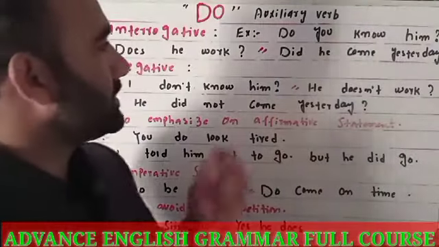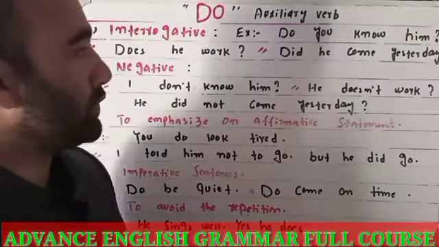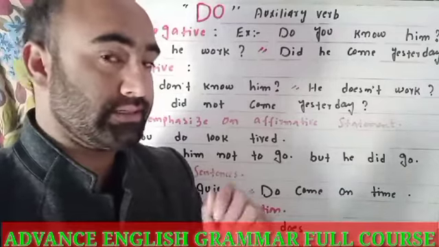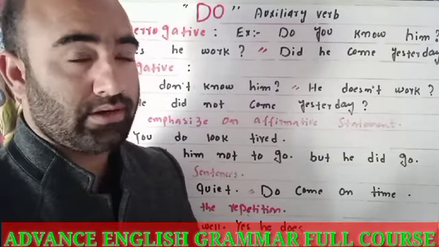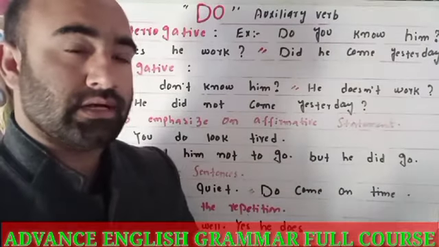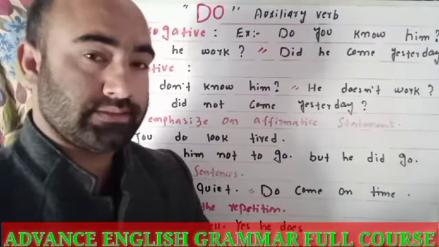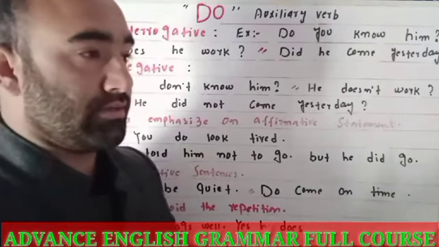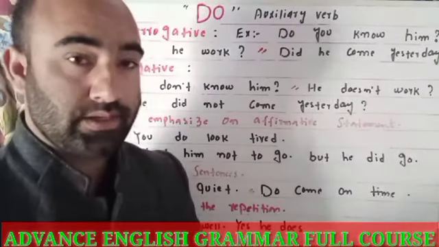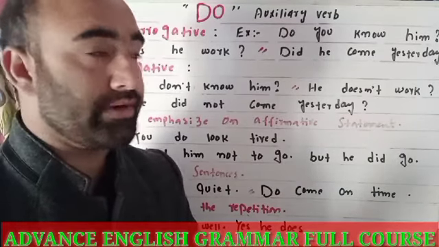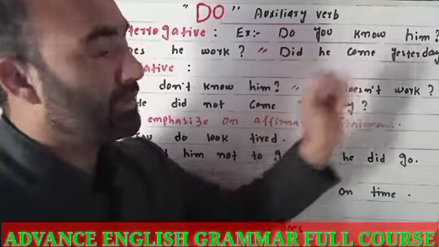The first use of the auxiliary verb do, we use it in interrogative sentences. What are interrogative sentences? Interrogative sentences are those which ask questions. Whenever we are asking questions of someone, we use interrogative sentences. For example, do you know him?